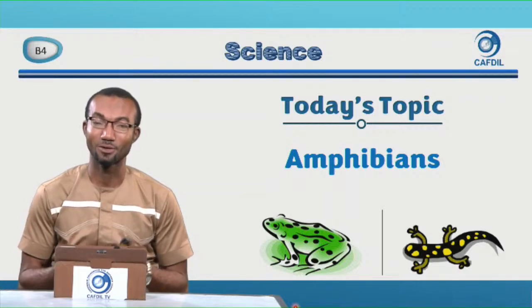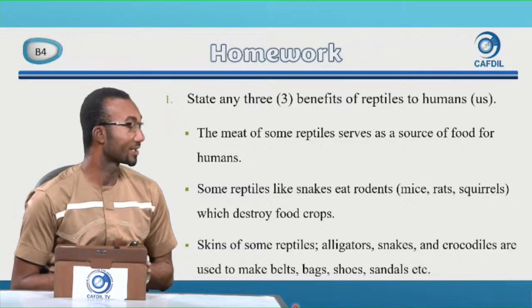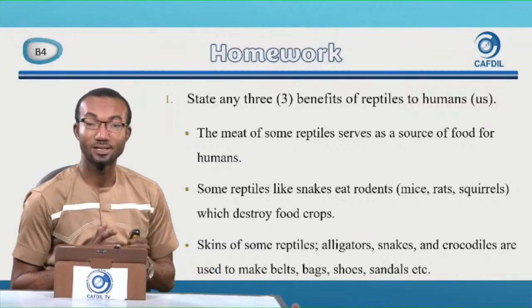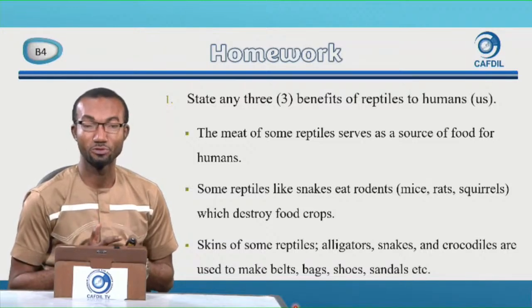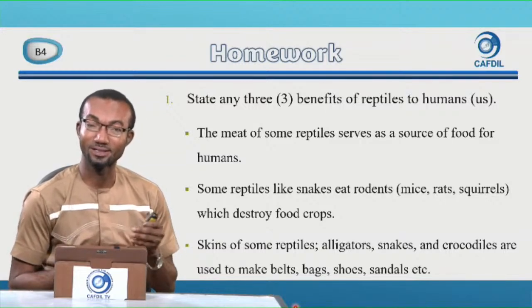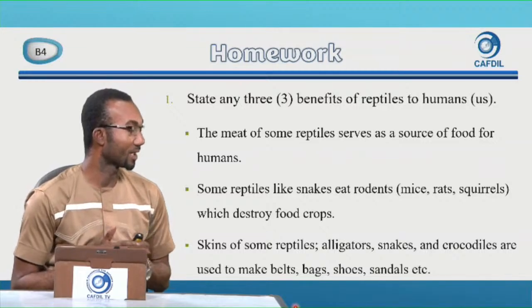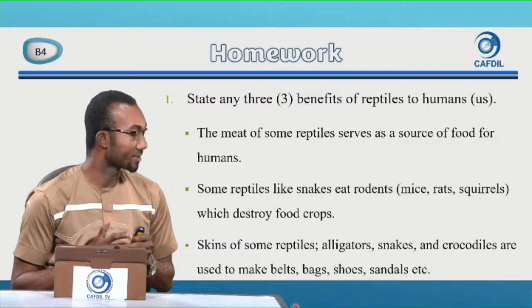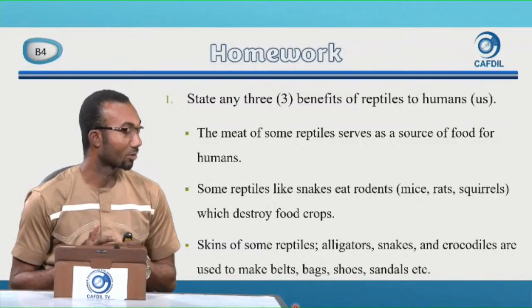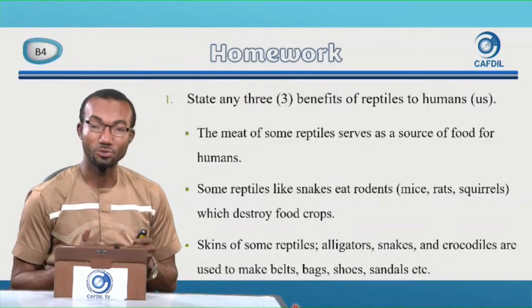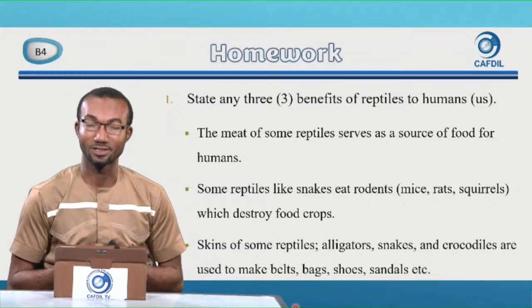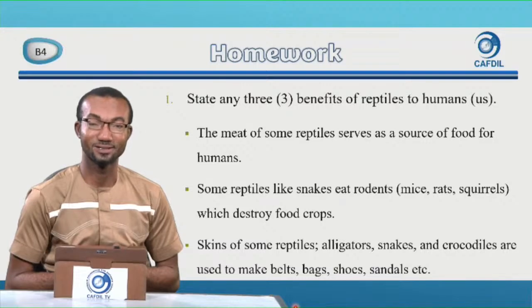But before we do that, let's mark the homework on some benefits we get from reptiles. State any 3 benefits of reptiles to humans. 1. The meat of some reptiles serves as a source of food for humans. In that lesson you saw lizard and snake meat being eaten by people. 2. Some reptiles like snakes eat rodents which destroy food crops. And lastly, skins of some reptiles, alligators, snakes and crocodiles are used to make belts, bags, shoes and sandals. These are some of the benefits we get from reptiles as humans, and I believe you had the answers to these questions right.